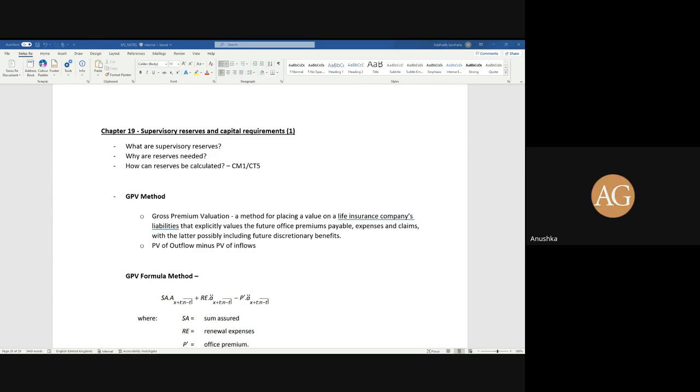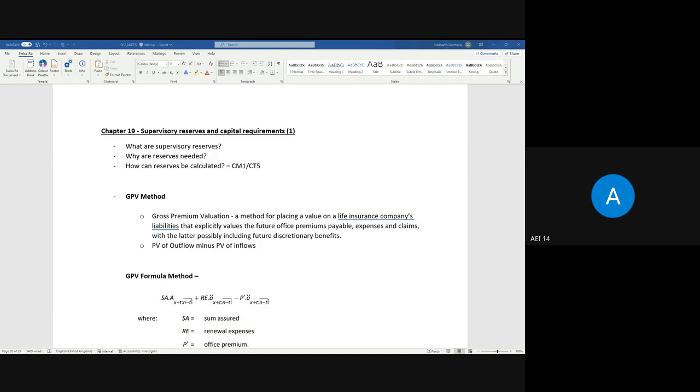So wouldn't it be a kind of set off in your example? Like if the mortality has increased, outflow would go up and inflow would go down. Wouldn't it be a set off when we are calculating the reserve? Why? It's outflow minus inflow, right? A minus B. A goes up, B goes down. So the total thing has also gone up, right?